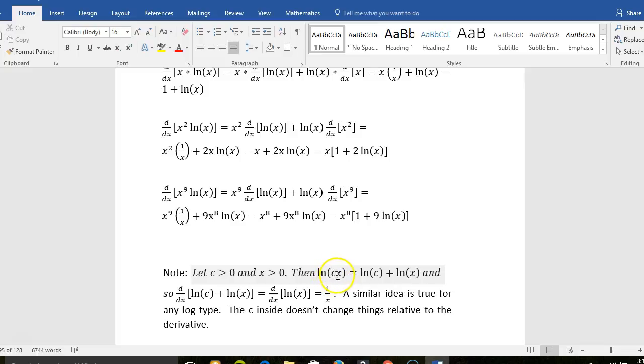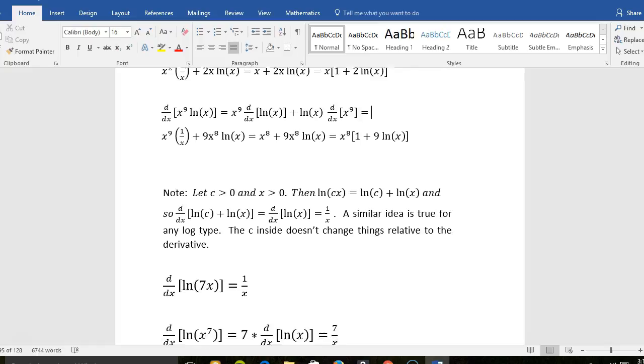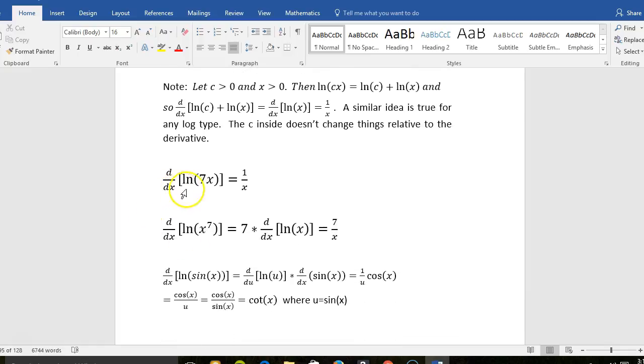You may as well just differentiate whatever log of just x instead of whatever log of cx. That C is not going to matter as far as the derivative goes. I'm not saying it doesn't matter in any sense. I'm just saying it doesn't matter in the sense of the derivative, okay? So there's that. For example, the derivative of ln 7x is just 1 over x.